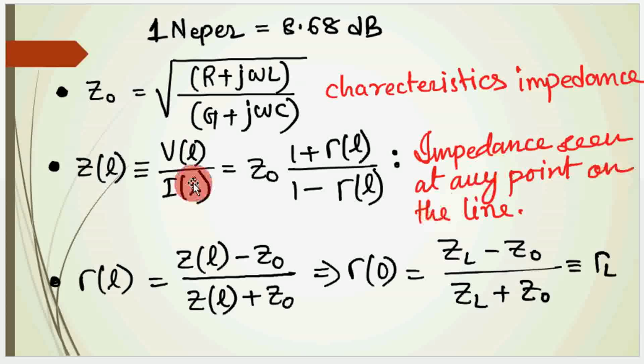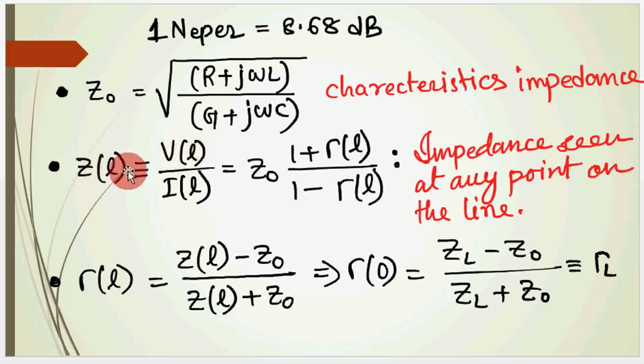any point on the line, that is VL by IL, where VL is the voltage on the line and IL is the current on the line. So these quantities are the superposition of the incident and reflected wave. They are not individual, they are the superposition of both the incident and the reflected wave.